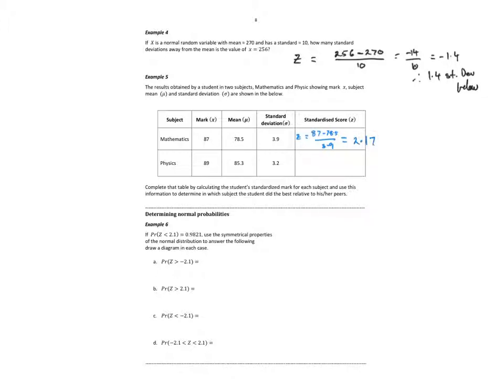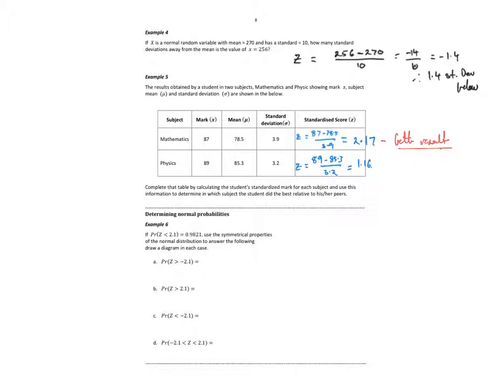which is equal to 2.17. So we've done quite well, 2.17 standard deviations above the average. Whereas in physics, my Z value is equal to 89 minus 85.3 over 3.2, which is equal to 1.16. So when you compare those two results, 2 standard deviations above compared to 1 and a bit, my math result is a better result.